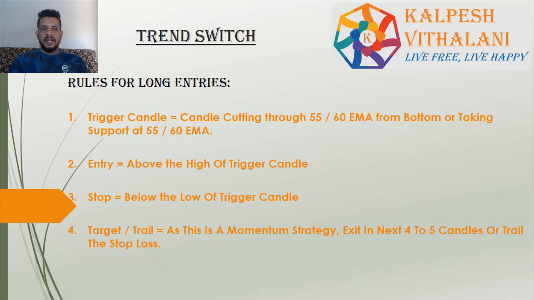So it will give us the trend. Let's check the entries. Rules for the long entries: first we need to identify our trigger candle. Our trigger candle is a candle which is cutting through the 55 or 60 EMA from the bottom, or taking support at the 55 or 60 EMA, either one or both. We enter above the high of the candle. Our stop loss is below the low of the candle, and as it is a momentum strategy, you need to exit in 4 to 5 candles, or you can trail your stop loss with 4 to 5 candles or with our preferred strong candles.